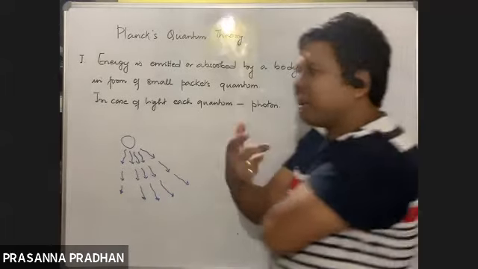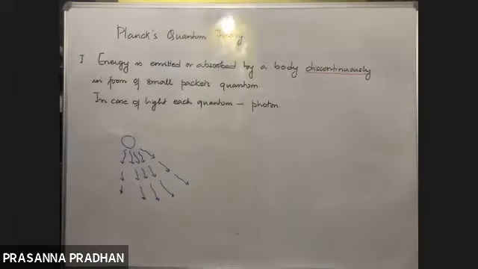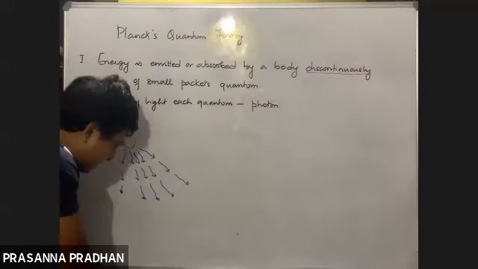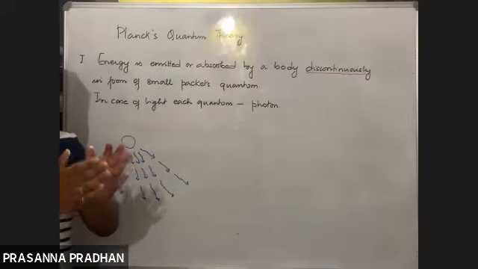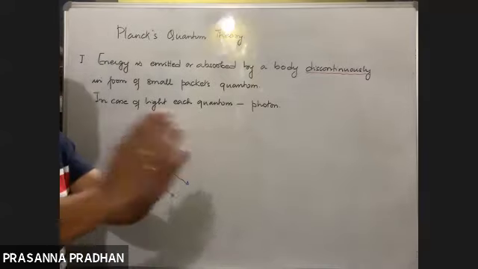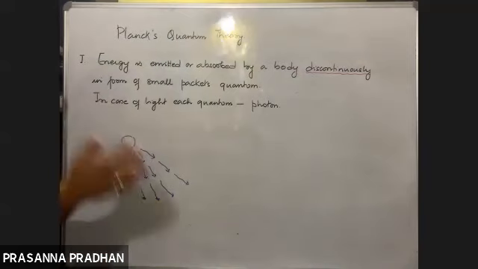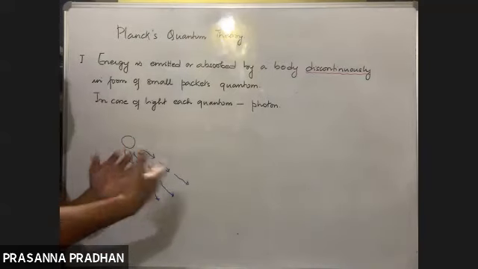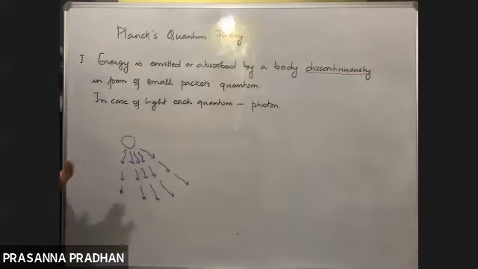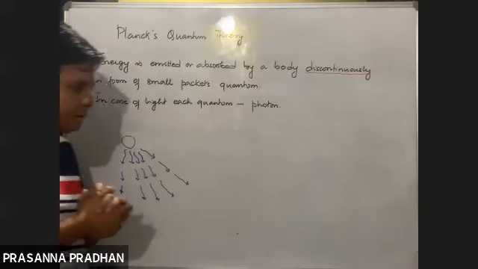Now there is a limitation to the human eye. Yes, the light is coming discontinuously, but it is coming at such a fast rate that our human eye cannot segregate this discontinuity because there is a limitation. Now I'll give you a simple example.